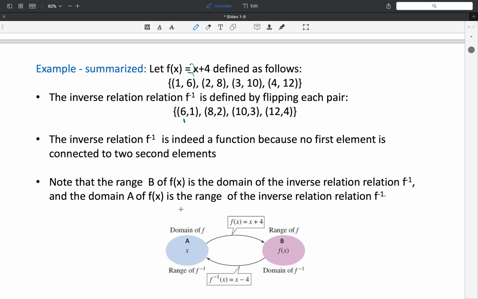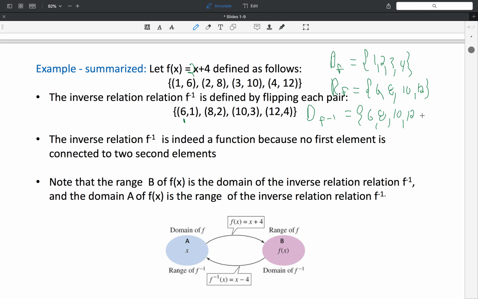And notice that, I just want to point something out. This is the domain of f, and that's 1, 2, 3, 4. And here's the range of f: 6, 8, 10, 12. Now the domain of f inverse, just reading it off, is 6, 8, 10, and 12. And the range of f inverse is 1, 2, 3, 4.